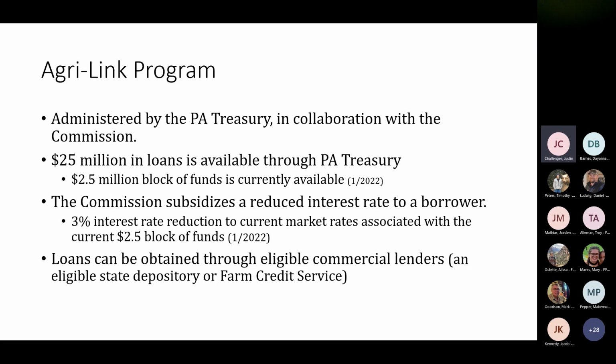So if a farmer has $20,000 out of pocket and he wants to get a loan for that $20,000, he can get it through any commercially available lender. I think Farm Credit Service is a big one. He can get a loan through them, and say the interest rate is 6%, which is kind of a common interest rate right now. The commission will pay 3% of that interest rate on that loan. So then his interest rate is effectively lower, which makes it more palatable for the farmer to be able to do a BMP.